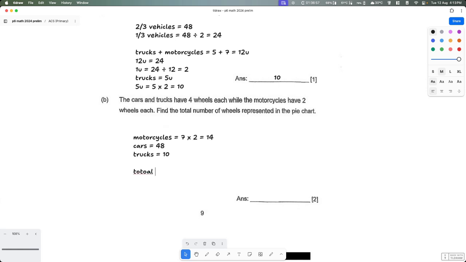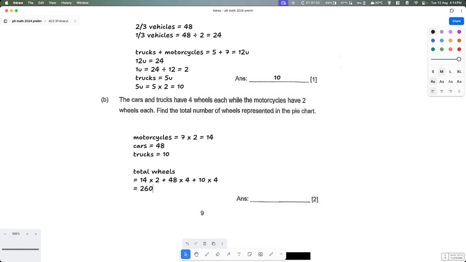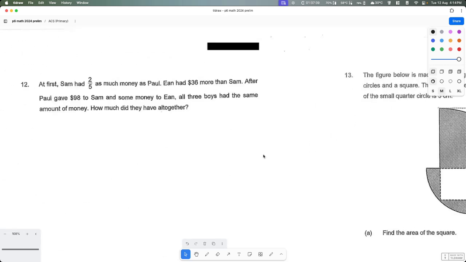So total wheels is equal to 14 motorcycles times 2 plus 48 times 4 plus 10 times 4. Let's use our calculator. 14 multiplied by 2 plus 48 times 4 plus 10 times 4. This will give us 260 wheels according to this. So the answer is 260 wheels. Okay, let's move on to the next question.